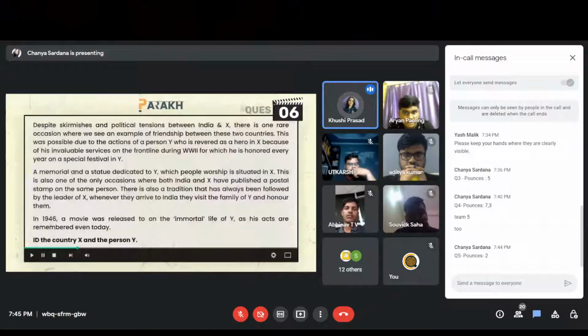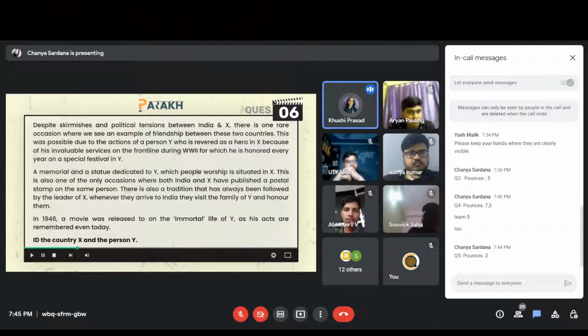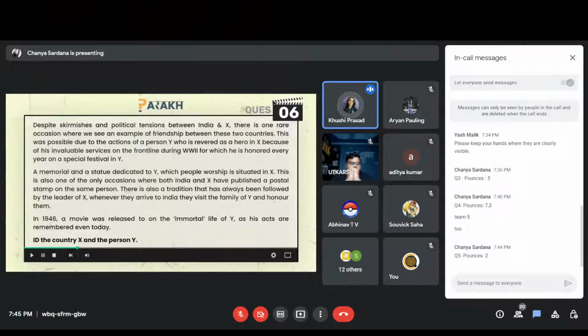Direct for team 2. So despite skirmishes and political tensions between India and X, there is one rare occasion where we see an example of friendship between these two countries. This was possible due to the actions of a person Y who is revered as a hero in X because of his invaluable services on the front line during the Second World War, for which he is honored every year on a special festival in Y. A memorial and a statue dedicated to Y, which people worship, is situated in X.